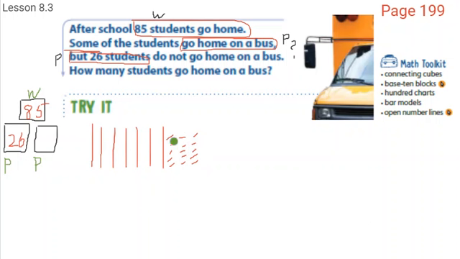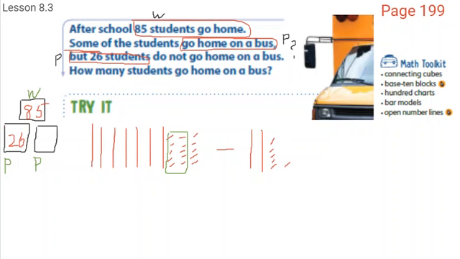Just want to point out this right here is still a 10, because remember, 5 and 5 make 10. That's still a 10. And I know that 26 students do not go home in a bus. So that's going to be a subtraction problem. It says 26: 10, 20, 1, 2, 3, 4, 5, 6.